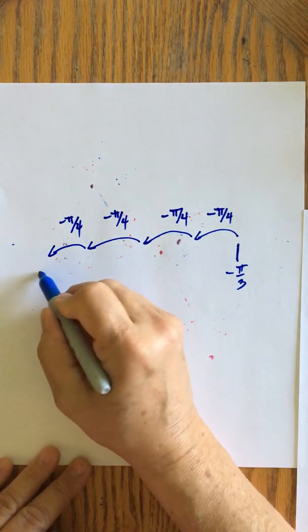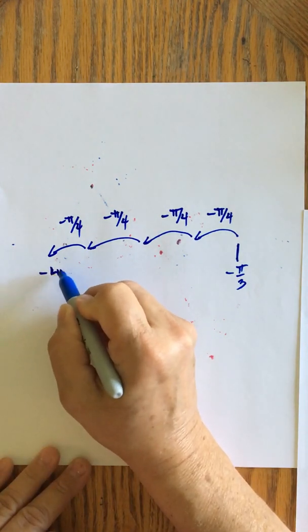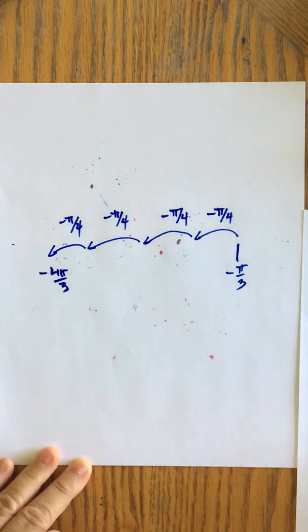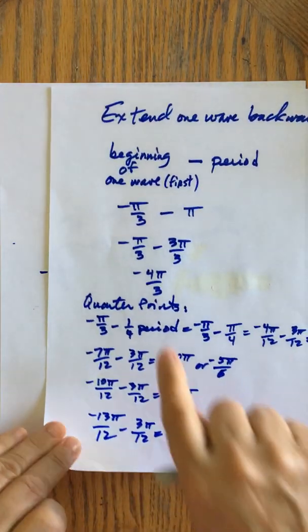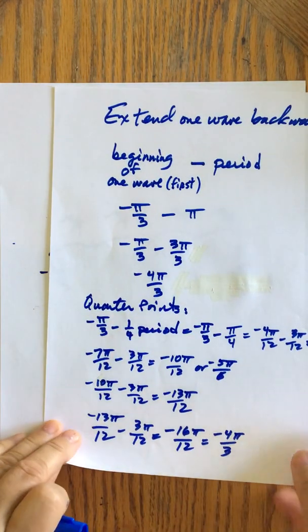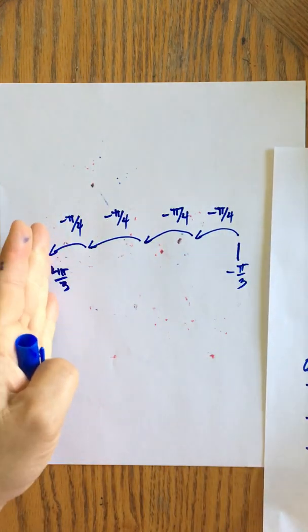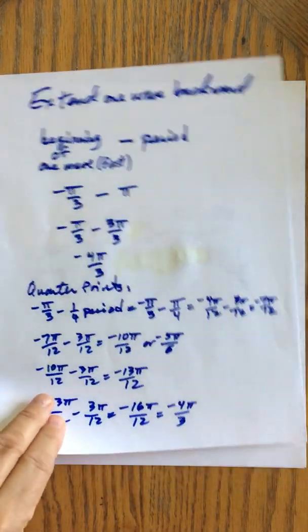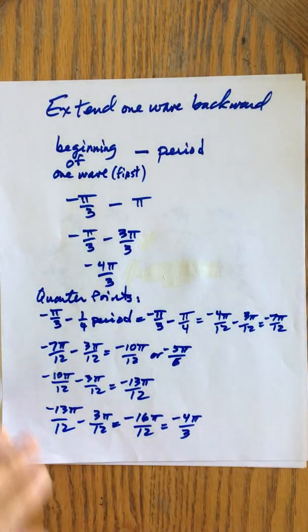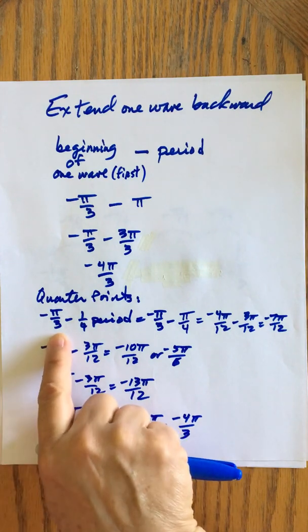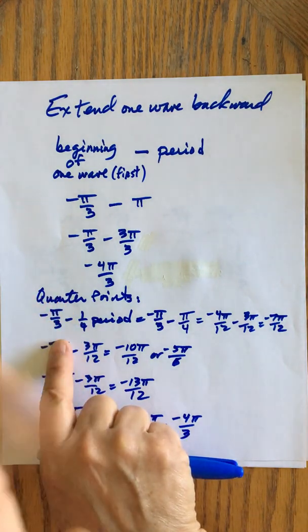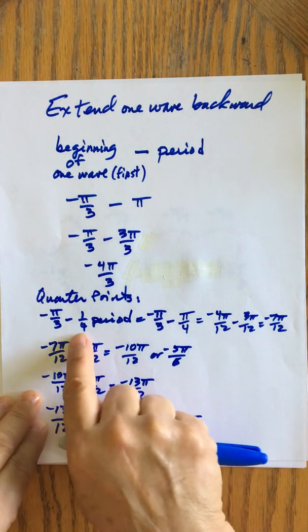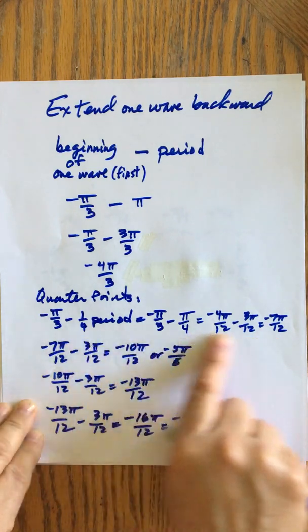So sorry, until I end at this, negative 4 pi over 3, right? Which, because I'm looking at it backwards and we're subtracting, it's really the beginning of the extended wave going backward one, okay? So that's what I'm doing there. So then, here are your quarter points. I start here at negative pi over 3, which is the beginning of my first wave, but I'm going backwards, so I'm subtracting a quarter of the period.